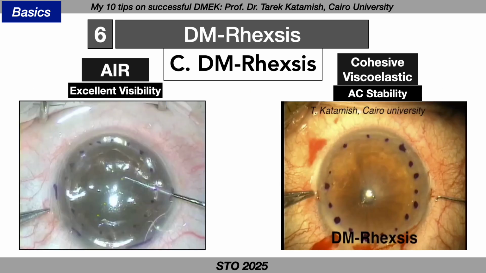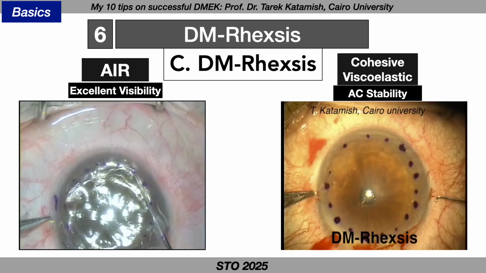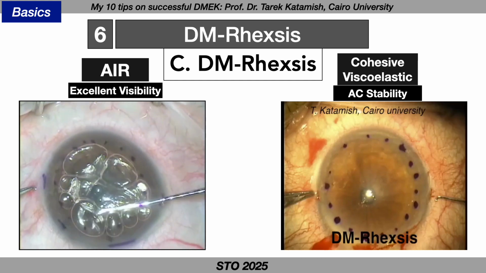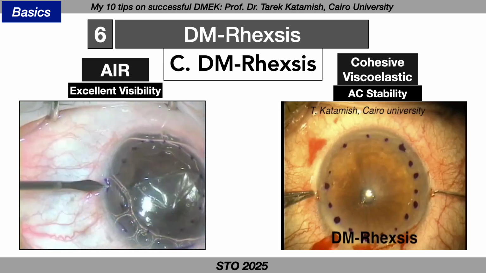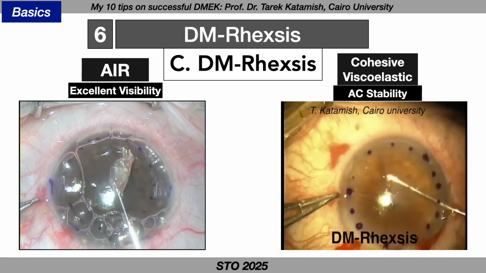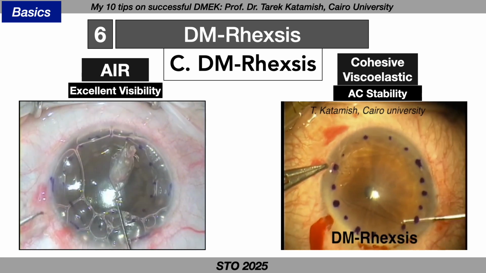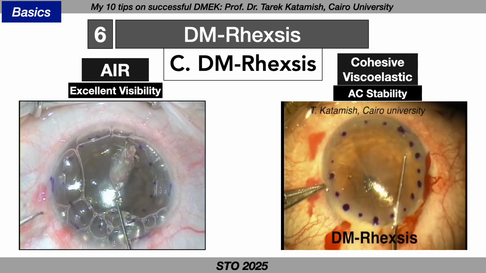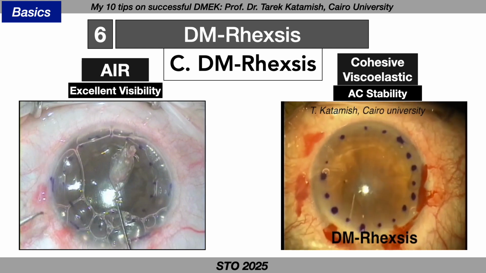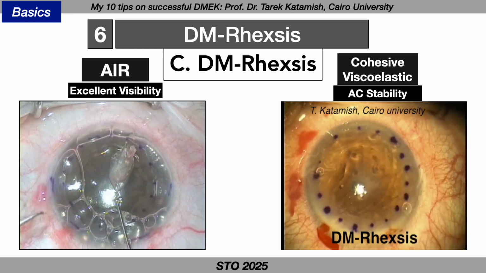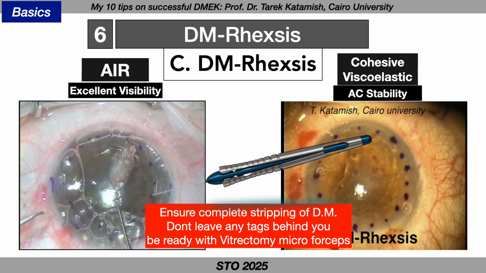So you can do descemetorhexis under air. It has an excellent visualization, but the anterior chamber is not stable, as you see. Or you can do descemetorhexis under cohesive viscoelastic. The anterior chamber will be very stable, but the visualization is not as clear as if you are using air. If you are using viscoelastic, you should use cohesive viscoelastic, and you are not allowed to use dispersive viscoelastic, to avoid sticking to the stroma and preventing DMEK graft attachment.